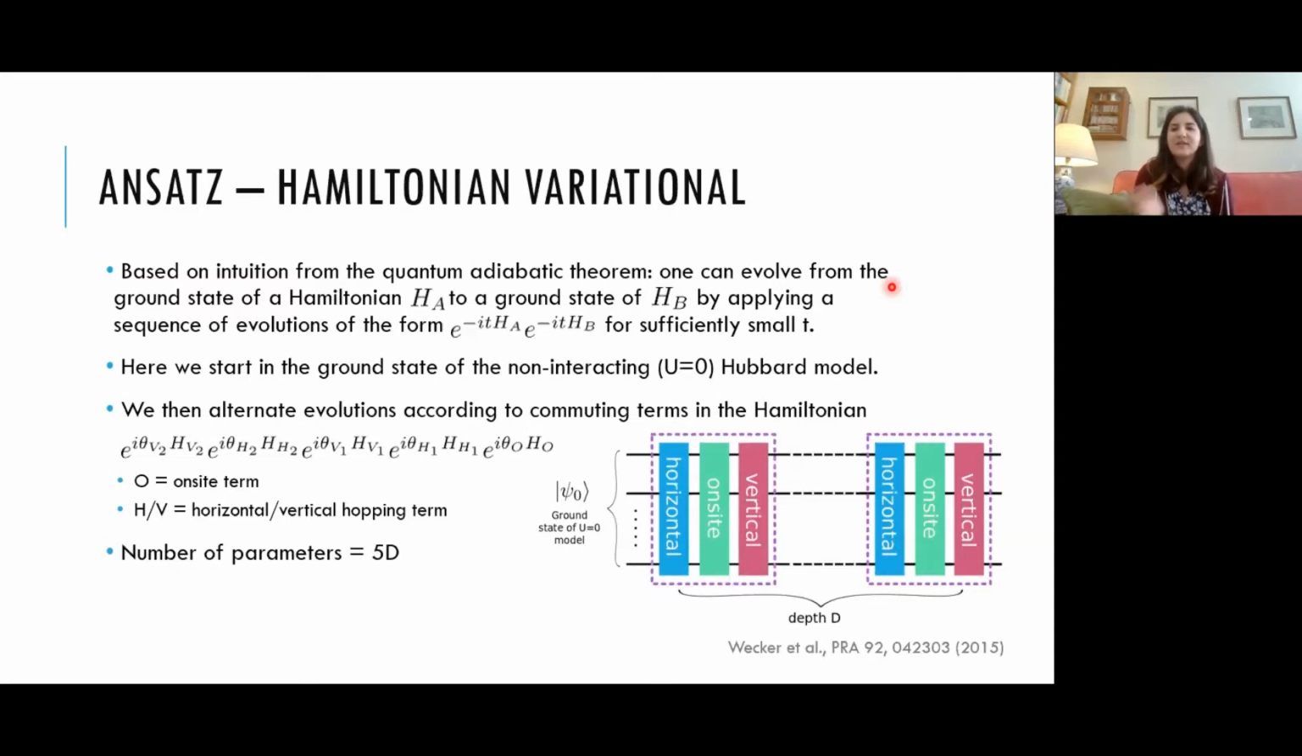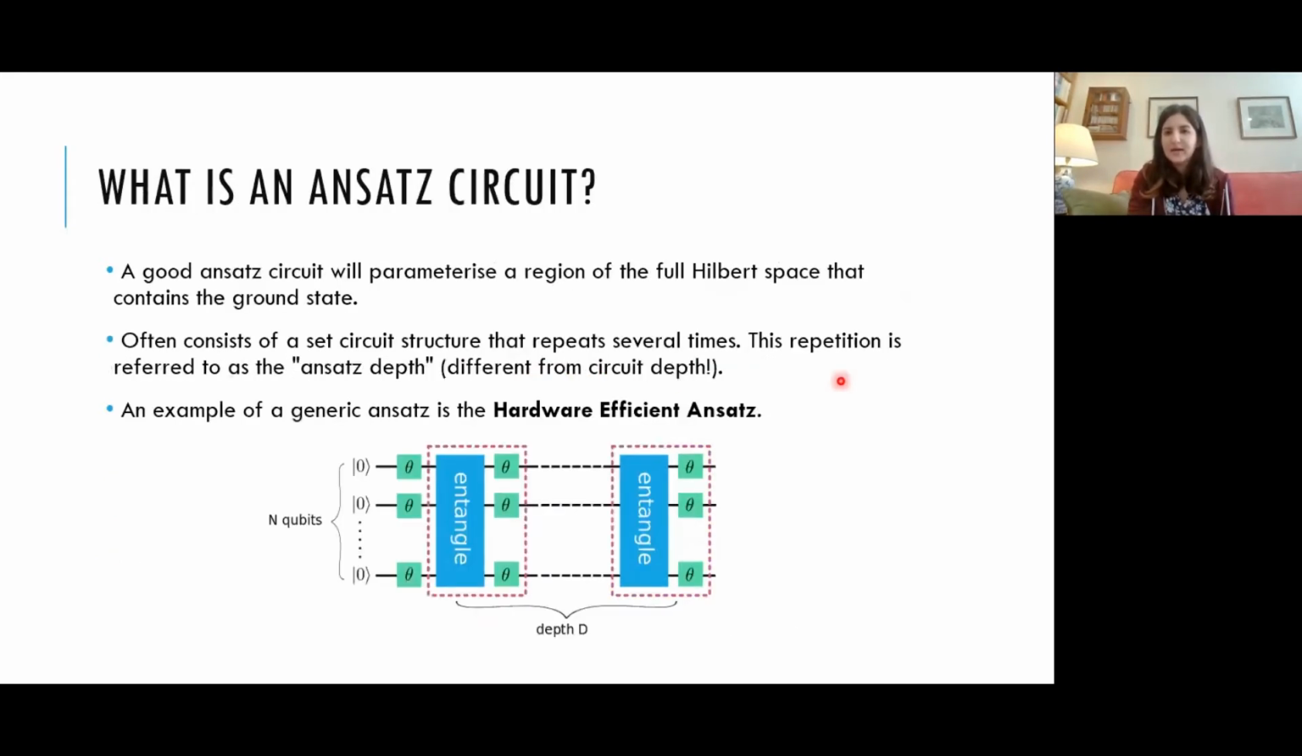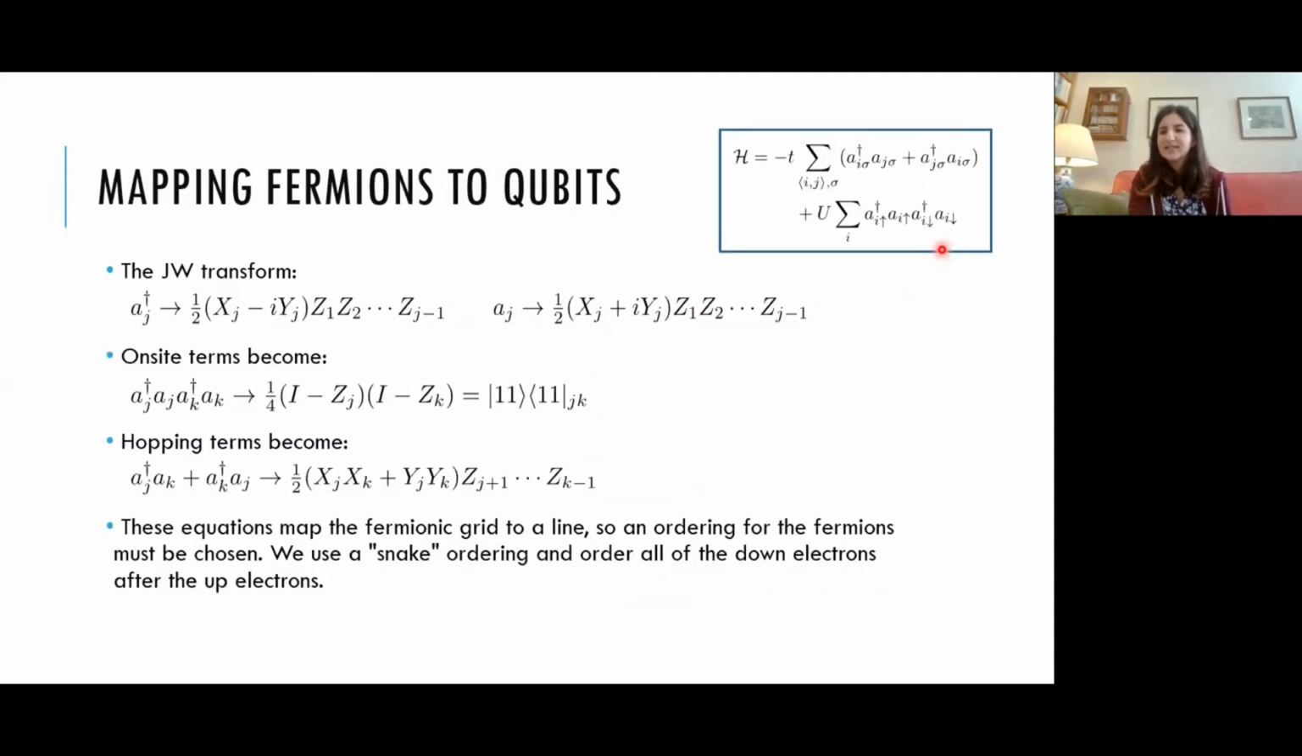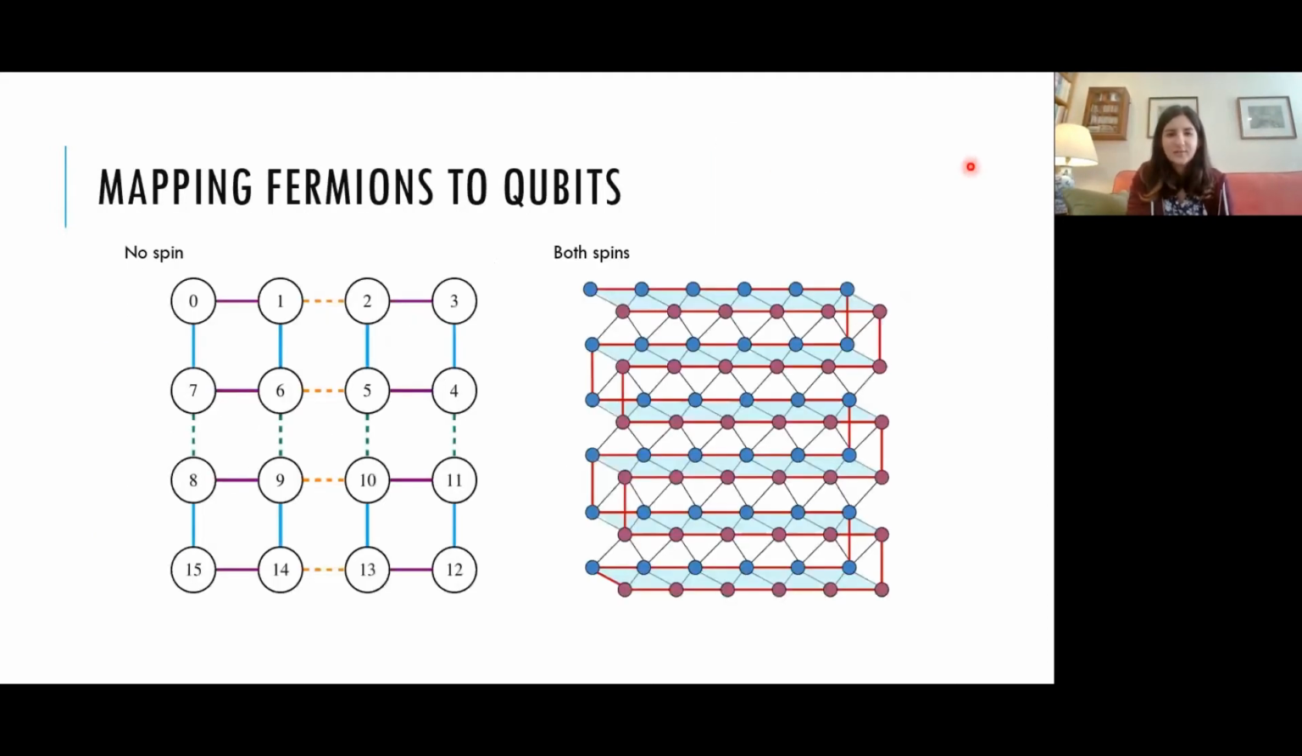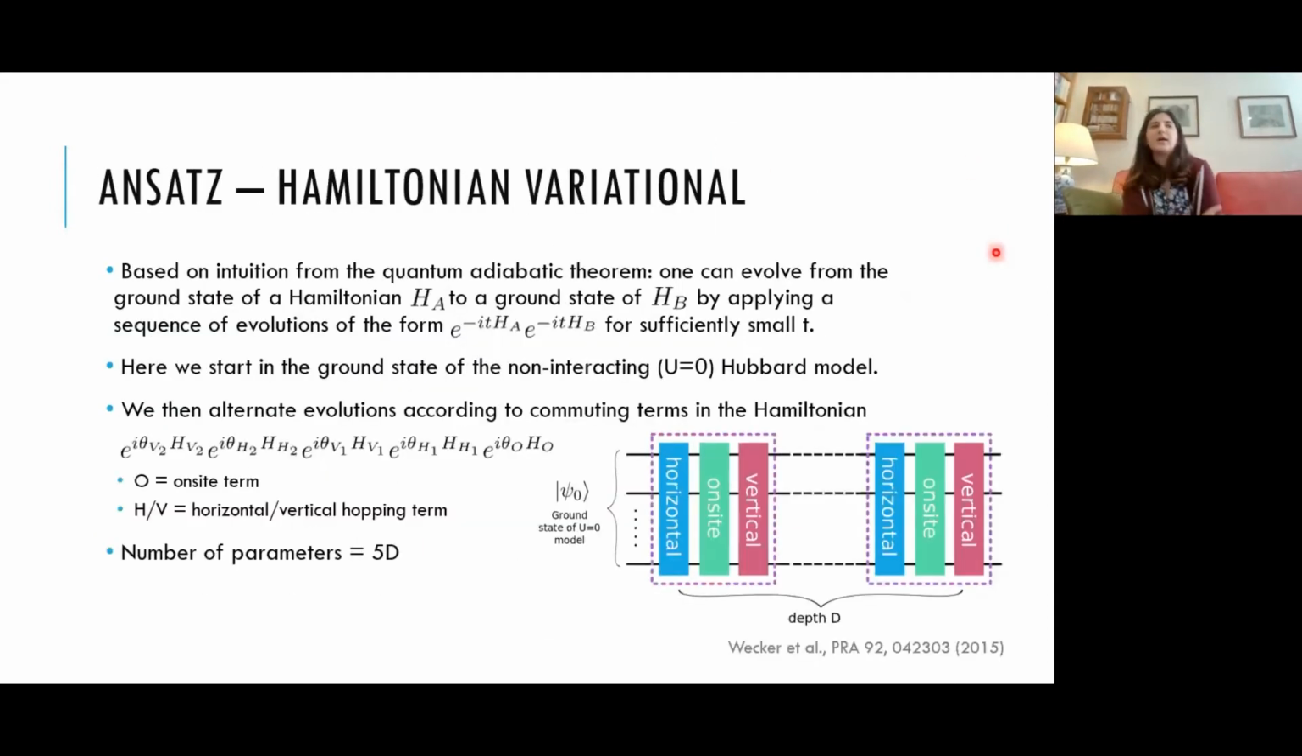For the Hamiltonian variational ansatz, the state that we start in is the ground state of the non-interacting Hubbard model. If I just go back, if you look up here, the non-interacting thing is basically setting U equals 0. So you only have hopping terms. There's no interactions between the spins. This makes the Hamiltonian a quadratic one, so you can prepare its ground state efficiently on the quantum computer.